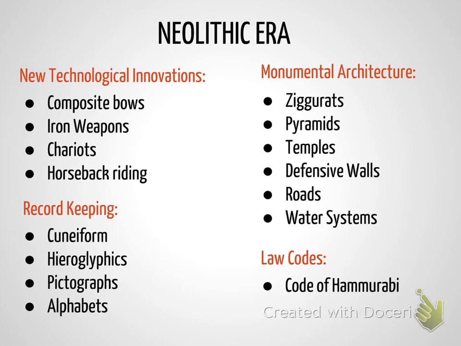As we look at the Neolithic era, we can say some other things. We have new technological innovations, the composite bow, which is basically your bow and arrow, and iron weapons, where they're using metals they couldn't use when they only had stone tools and fire. Now they can develop tools from metals because there's a surplus, because not everyone has to be hunting and gathering.